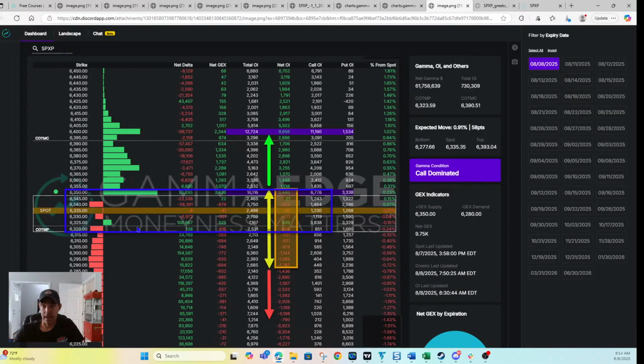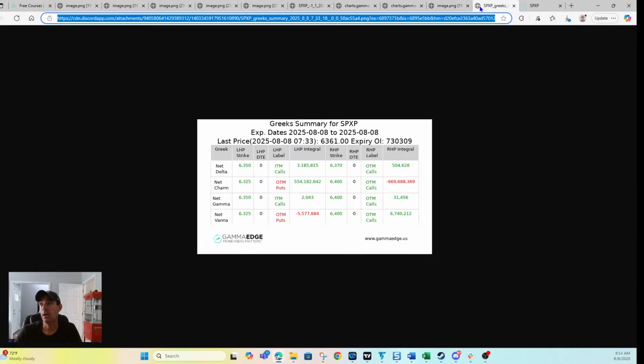So supportive type action, in my eyes, pulls back down towards the bottom of transition, or even the bottom of the drunken sailor range, that 6,300, 6290 to 6,300. Again, a key supportive area we've continued to watch for the past few weeks. So that's the overall trading plan for today.